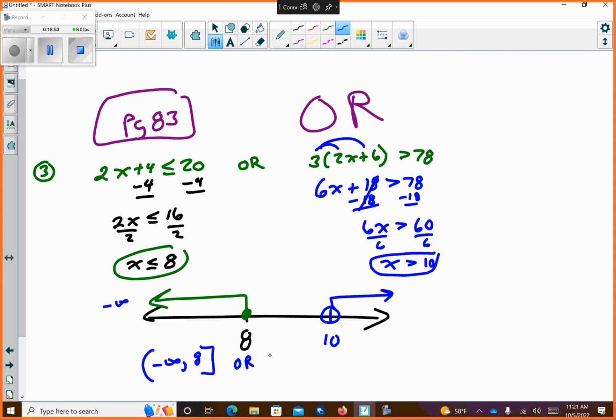Close. Reverse what you said. Hey, why am I doing a soft bracket on the 10? Open dot. So this, my friends, this entire thing, including the word or, would be the answer. All right. How you feeling? Everyone okay?